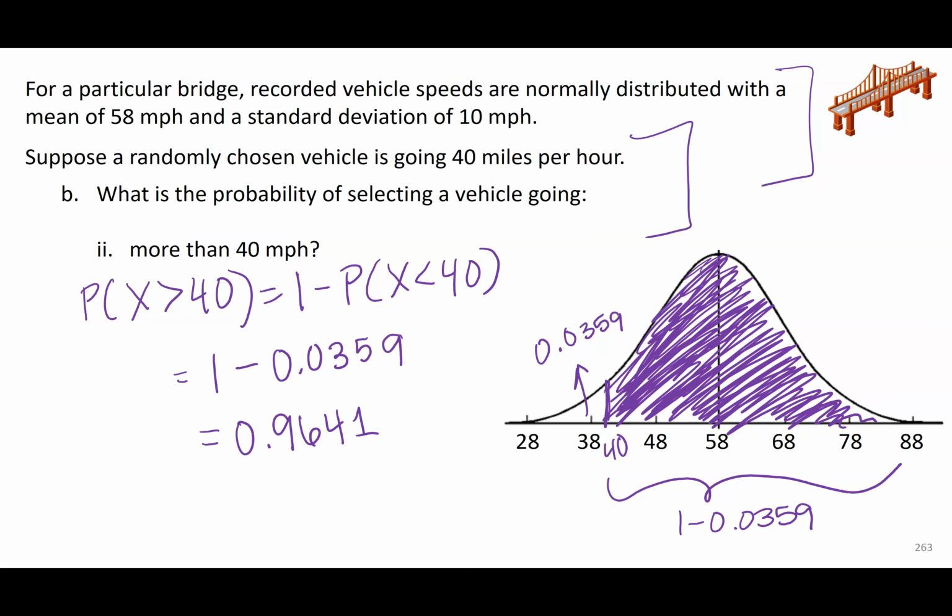So if 3.59% are going slower than 40 miles per hour, that means that 96.41% are going faster.